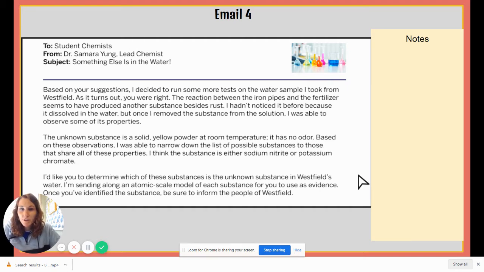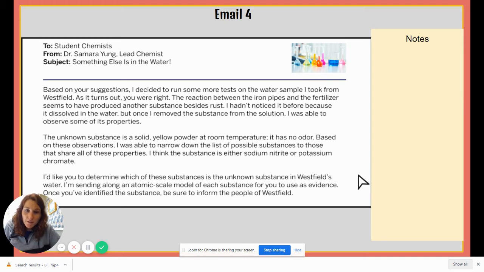So based on your suggestion, I decided to run more tests on the water sample I took from Westfield. As it turns out, you were right. The reaction between the iron pipes and the fertilizer seemed to have produced another substance beside rust. I hadn't noticed it before because it dissolved in the water, but once I removed the substance from the solution, I was able to observe some of its properties. The unknown substance is a solid yellow powder at room temperature. It has no odor. Based on these observations, I was able to narrow down a list of possible substances to those that share all of these properties.